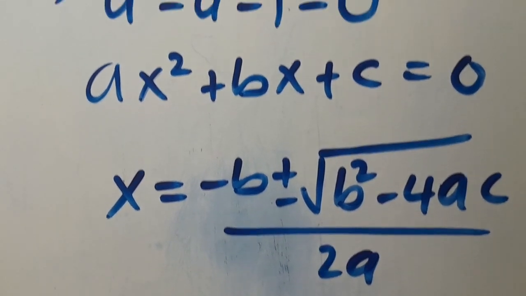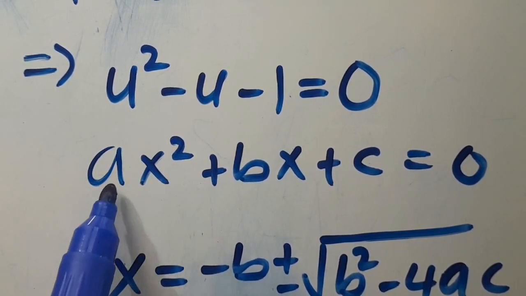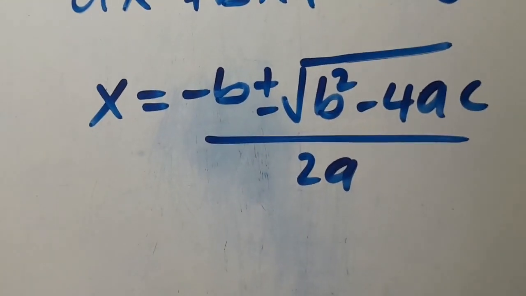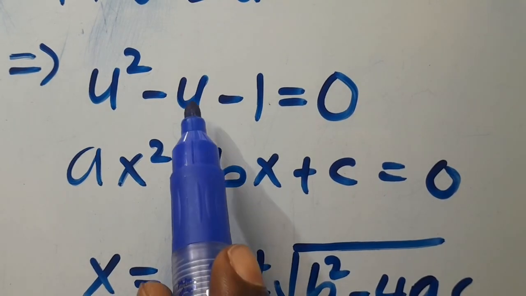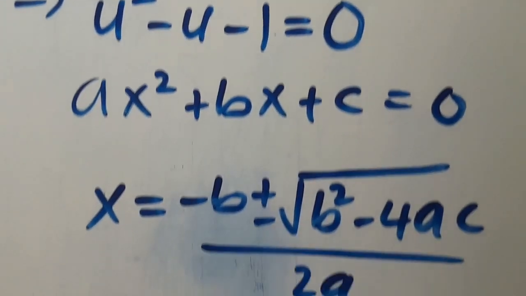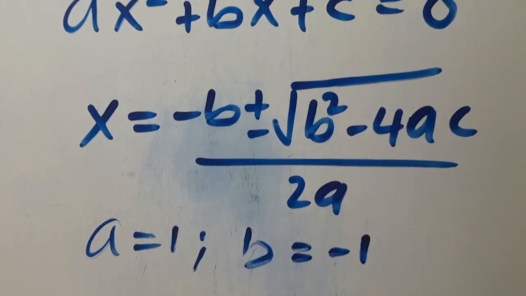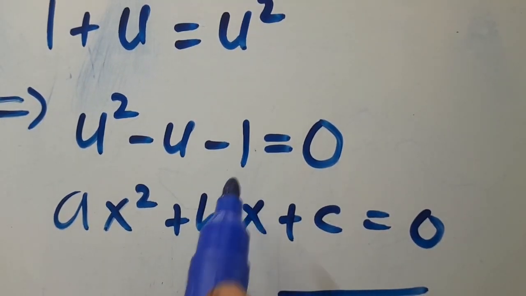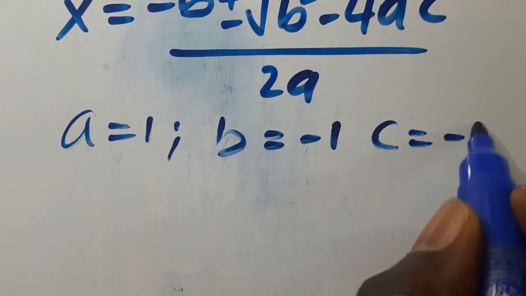Now, where our parameter a, the coefficient of x squared here is a, while the coefficient of u squared is 1. Therefore, our a equals 1. Again, the coefficient of x, which is b, the coefficient of u here is minus 1. So our b equals minus 1. While the constant value, which is c from the general expression, from the problem given to us, will be minus 1. So we also have c equals minus 1.